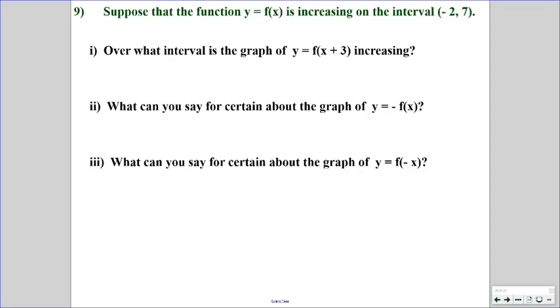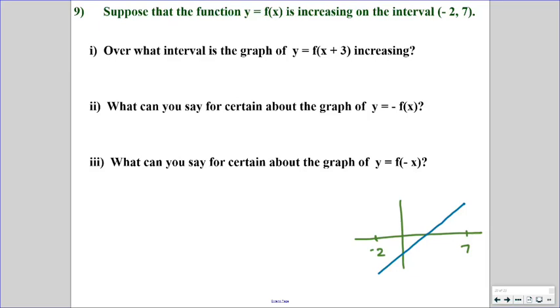So we know one thing about this function, and that is it is increasing on the interval -2 to 7. So again, I'm going to sketch something here. Let's say this is -2 and this is 7. And for the sake of it, I'm just going to draw a function that is increasing on that interval. I don't know what anything else looks like, but I know that between -2 and 7 on the x-axis, our function has a positive slope. So we're going to start with that.